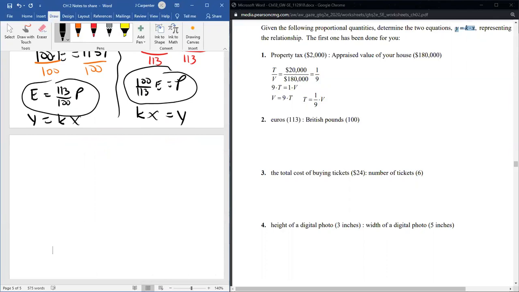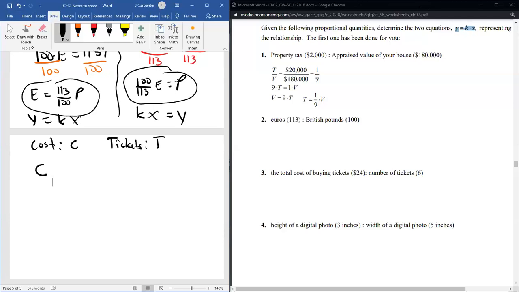All right. Number 3, the total cost of buying tickets to the number of tickets. So 6 tickets cost you 24 bucks is what this is saying. And if you buy more tickets, if you bought twice as many tickets, the cost would double because they're all the same price. So I'm going to choose C for cost. I'll actually label my abbreviations this time. I'll be very meticulous. And then I'll do T for tickets.